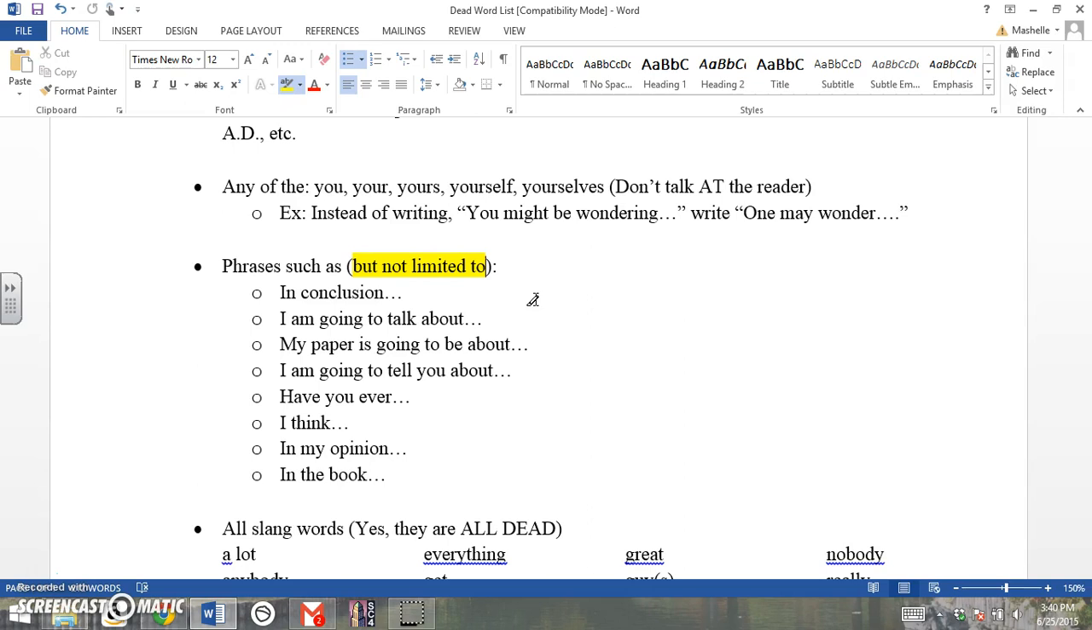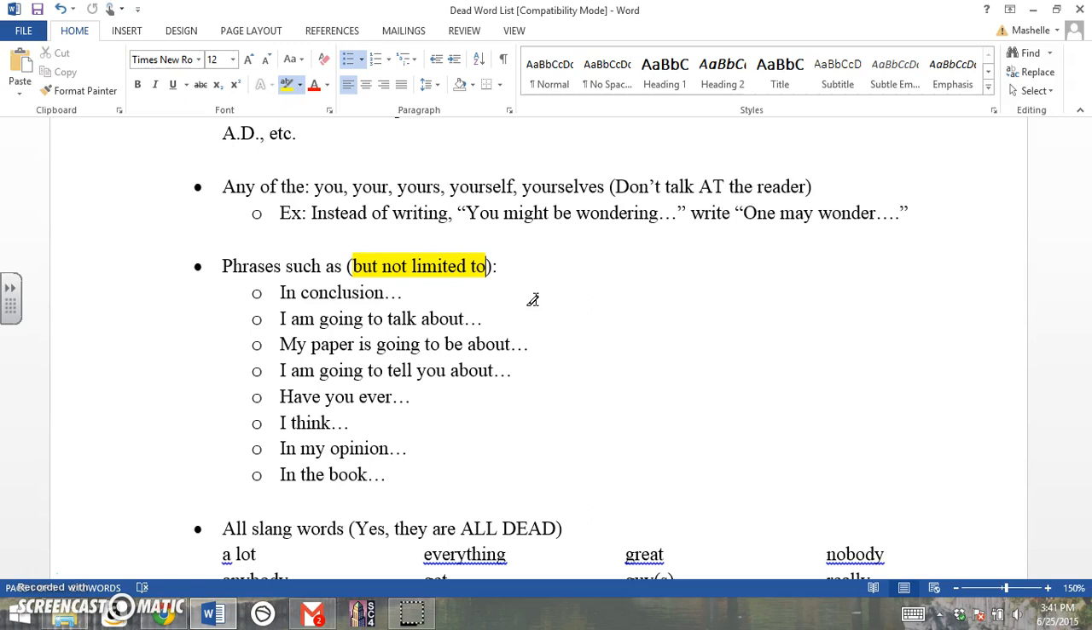Now looking at this, these are very vague. You need to be more detailed and more specific. So when you get to the end of your essay, instead of saying "in conclusion," you're just going to write your conclusion. We know that it's the end of your essay, so you don't need to tell us that it's the end of your essay. Instead, you show us it's the end.